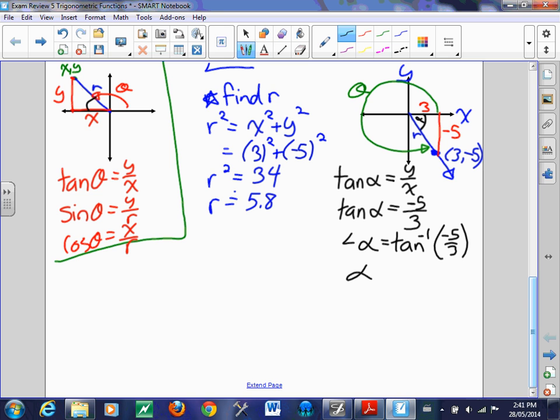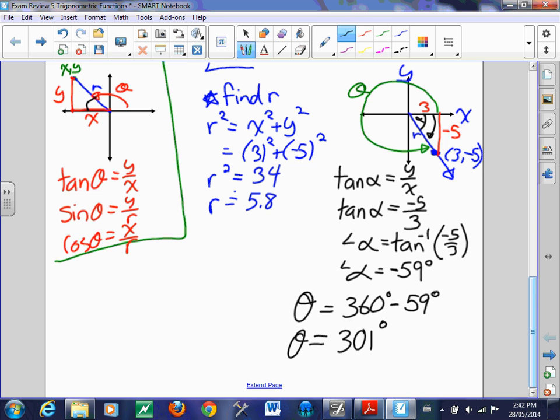And it says that angle theta equals -59 degrees. The negative is good because that's the direction it's going this way. So the negative is fine. Now we know that's 59 degrees going in the negative direction. Now we can figure out theta. So theta equals 360 degrees subtract your reference angle, which is 59 degrees. And that's going to be 301 degrees. That's how you can figure out that angle.